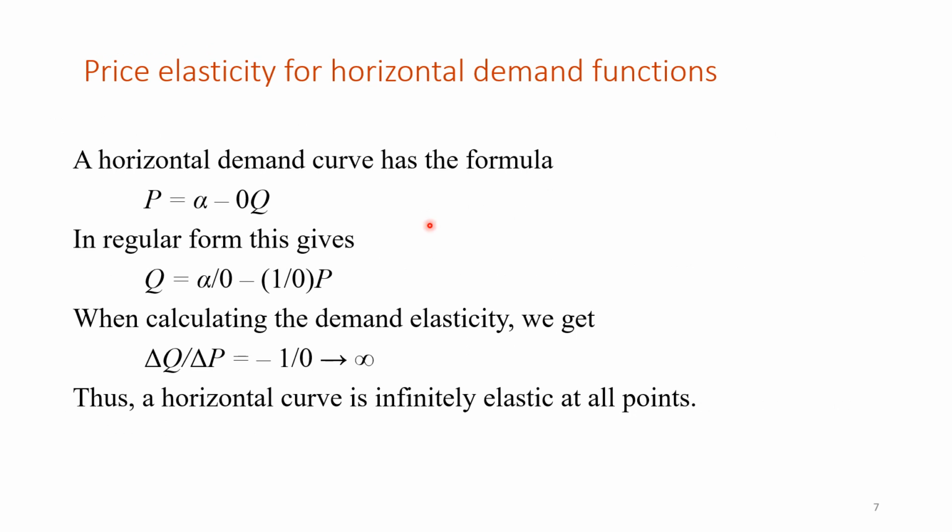Now, an interesting case is a horizontal demand function, which of course is the case if you're a price taker on a world market or something. A horizontal demand function has the formula P equals alpha minus 0 times Q, so it's just P equals alpha. In regular form, this gives you alpha over 0, which you can't have, of course, minus 1 over 0, which you can't have. But if you approach 0, then this becomes infinity, of course.